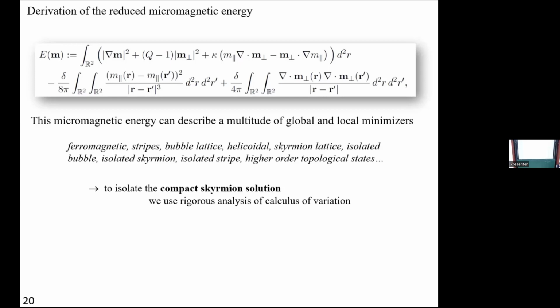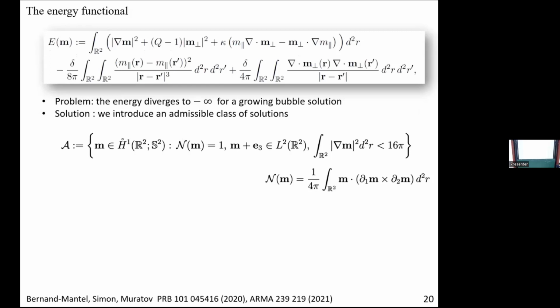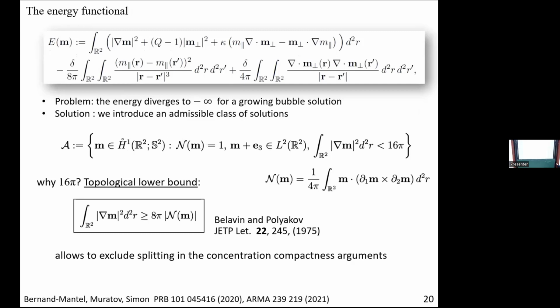We want to focus on one thing, which is an isolated compact skyrmion solution. So we need to define a restricted class in which we are going to work, which says that first we need to have the magnetization pointing up at infinity in a sufficiently compact way, and we are fixing the topological degree to be 1. We also have a topological bound of 16 pi, and this is because of this topological lower bound that I talked about before. This will allow us to exclude the splitting of the skyrmion into two skyrmions.